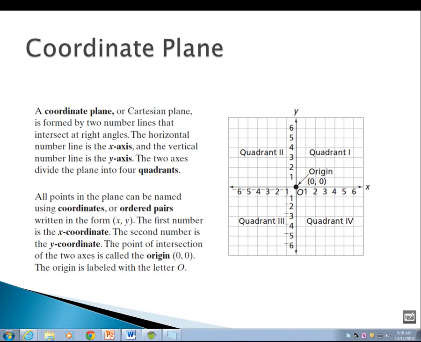Okay. And the vertical number line is the y-axis. So y is right here, and it's indicated right there as having a y in italics. The two axes divide the plane into 4 quadrants. Now, when you're looking at the quadrants, it's shown in a clockwise manner.